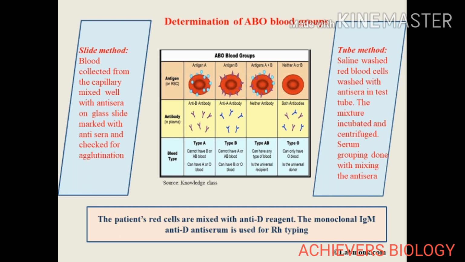According to all this, group A blood cells contain only A antigen, group B blood cells contain B antigen, group AB blood cells contain both A and B antigens on the surface, whereas group O red blood cells contain only H antigen, so neither A nor B.